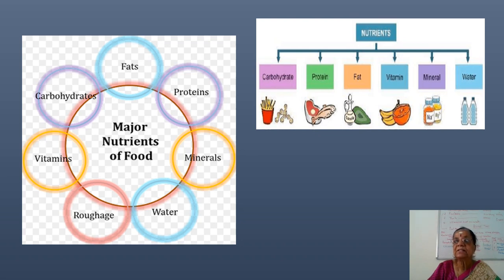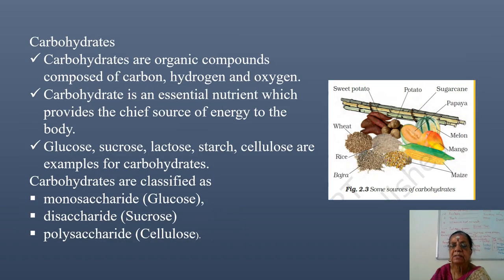Again, this is another way of representing components of food. Carbohydrate with the example, protein, fish, fat, it is oil, then vitamin, mineral, vitamin in banana and citrus, mineral is sodium, potassium, and then water. These are the content of nutrients, otherwise we say components of food. I hope you understand. So this is an introduction.